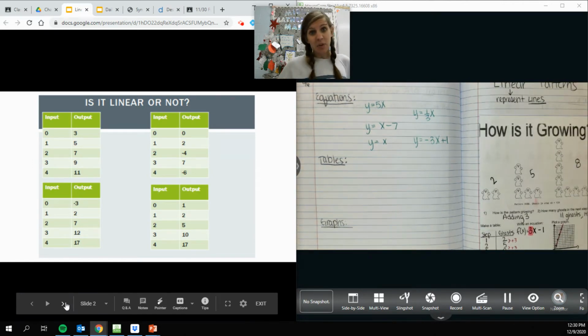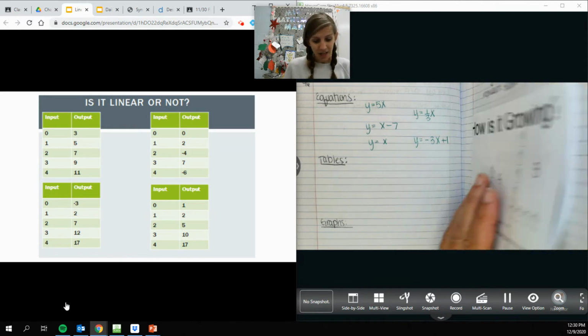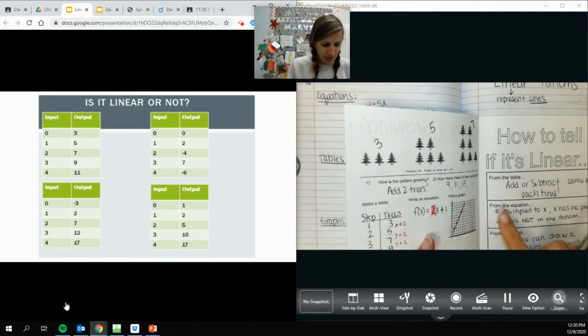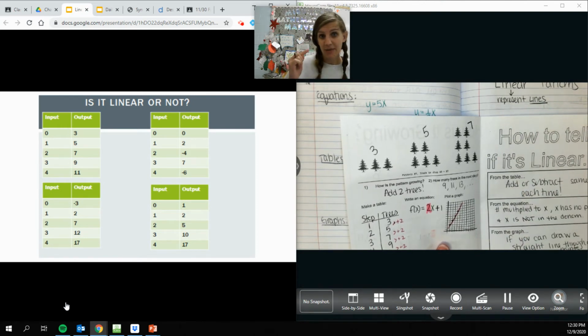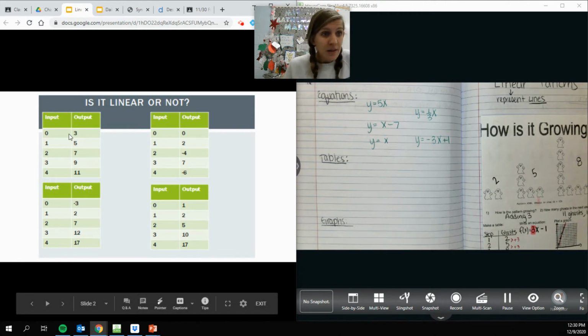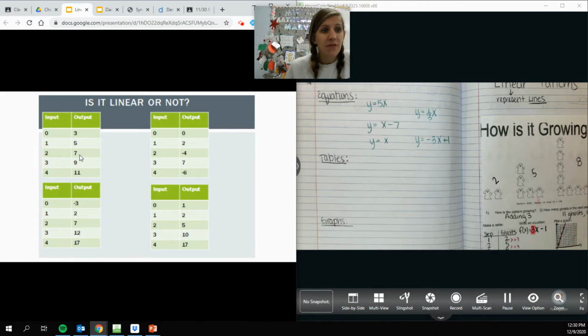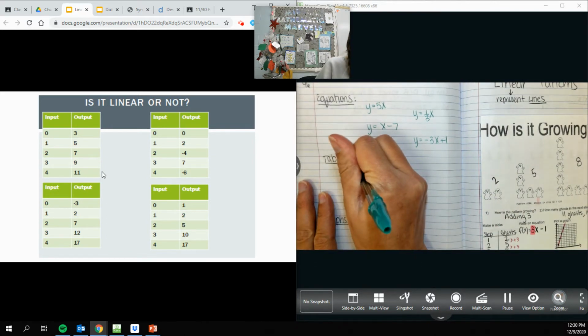If we take a look at tables now, the way that I decide if a table is linear, we talked about, is if I add or subtract the same number every time. Now, really, I'm just looking at y, or the output values. So for this first one, we're jumping from 3 to 5, 5 to 7, 7 to 9, 9 to 11. So they are all going up by 2, or adding 2 each time. So that would be linear.